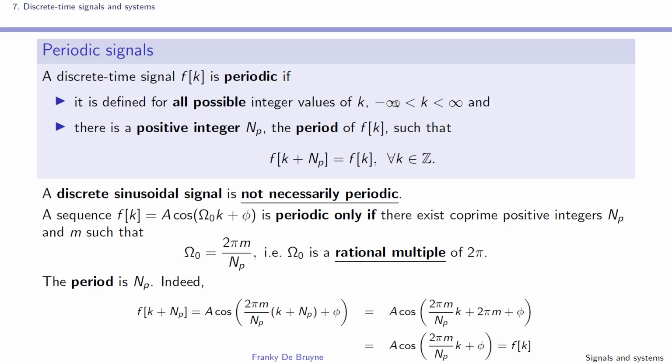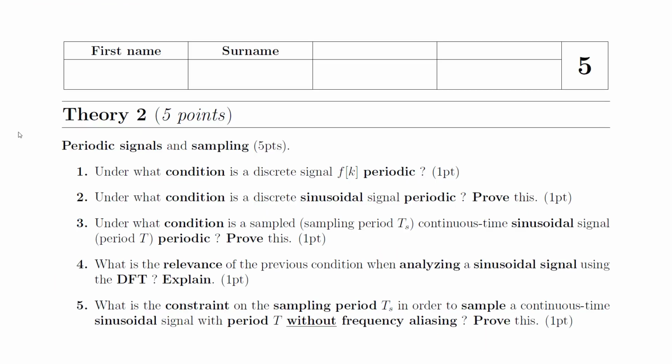And then periodic means that, well, you have to have a period, which is a positive integer Np. This means that if you shift the sequence by Np, well, you obtain the same sequence, right? And this has to be true for all k that is an integer. Well, in the second part of the question, we look at discrete sinusoidal signals, and we look under what condition these signals are periodic, and you have to prove this condition.